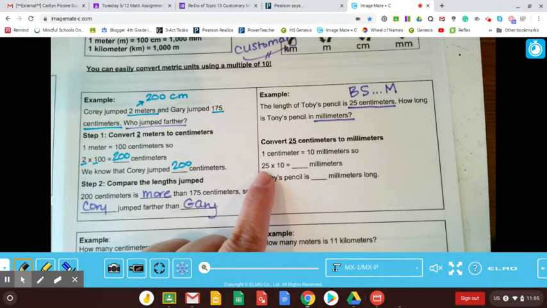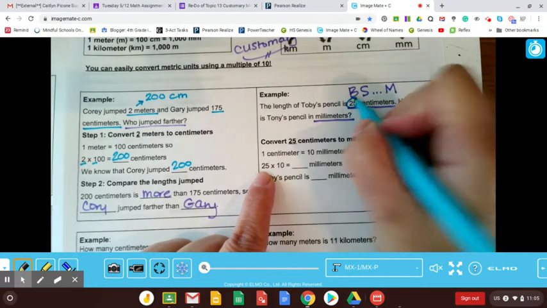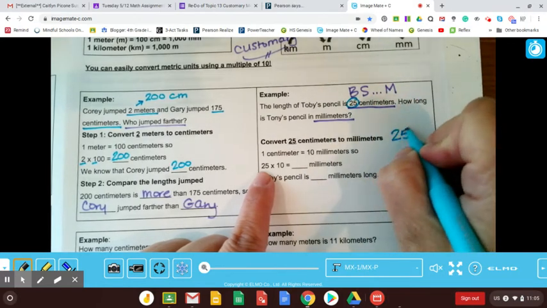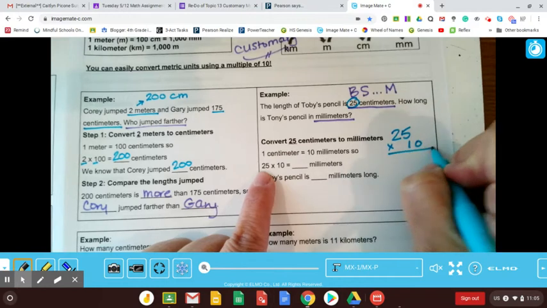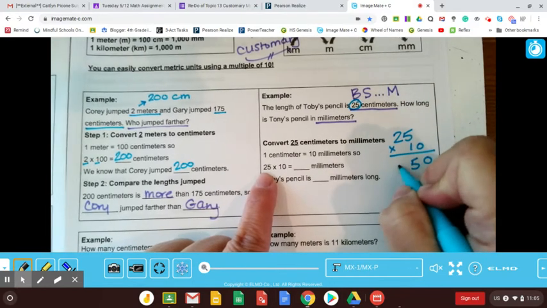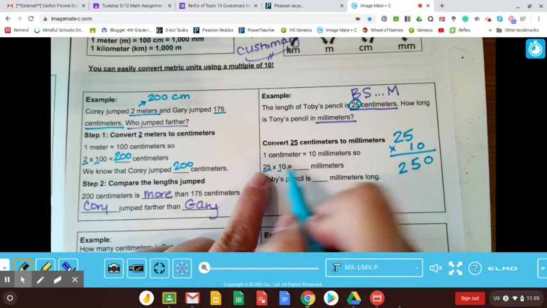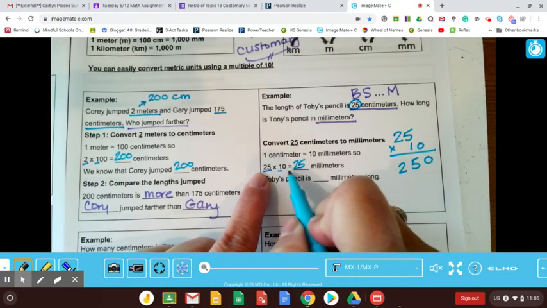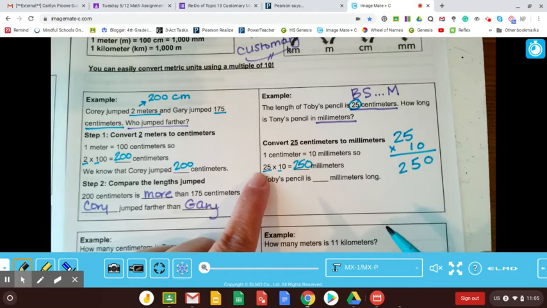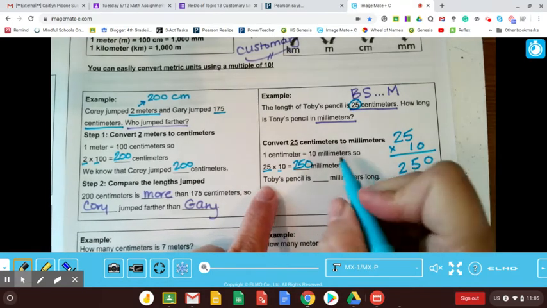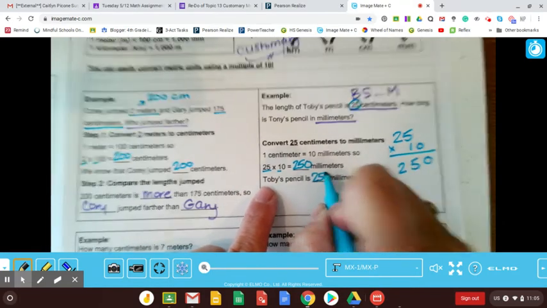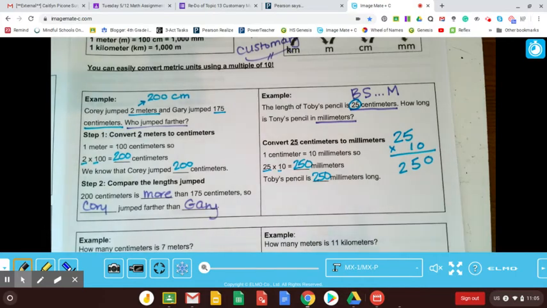So we're going to take 25 times 10. We could do that with the standard method if we wanted to, or we could just do it with mental math. 25 times 1 is 25, and because that has 1 zero, we're going to add on a 0. So Toby's pencil is 250 millimeters long.